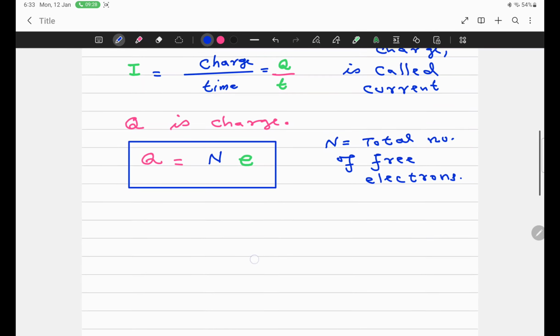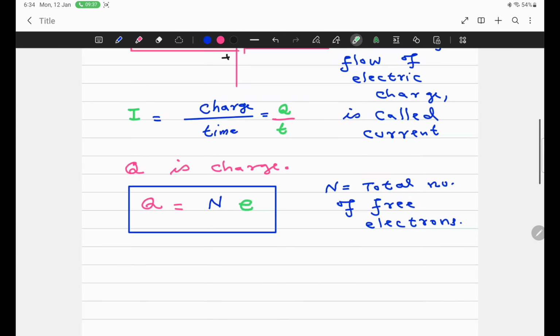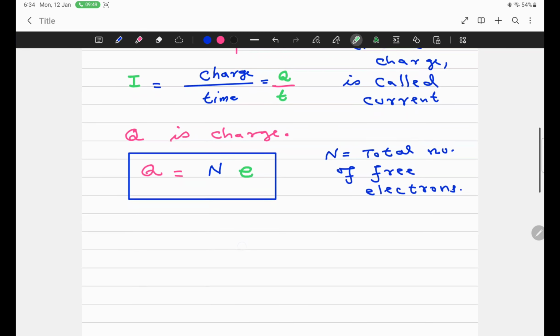In many questions, they will ask to calculate the number of electrons. If they ask that, then we will use this formula: I is equal to Ne divided by time. Ne is the charge, T is the time. So I is equal to Ne upon time. This is its basic formula. Then you know the unit of current is ampere.